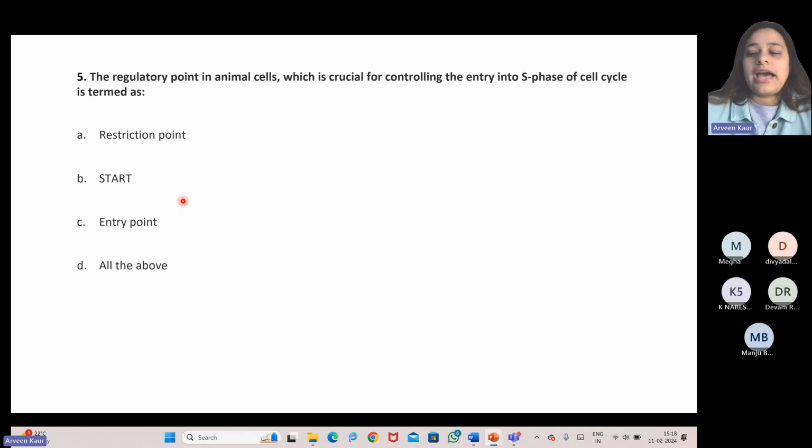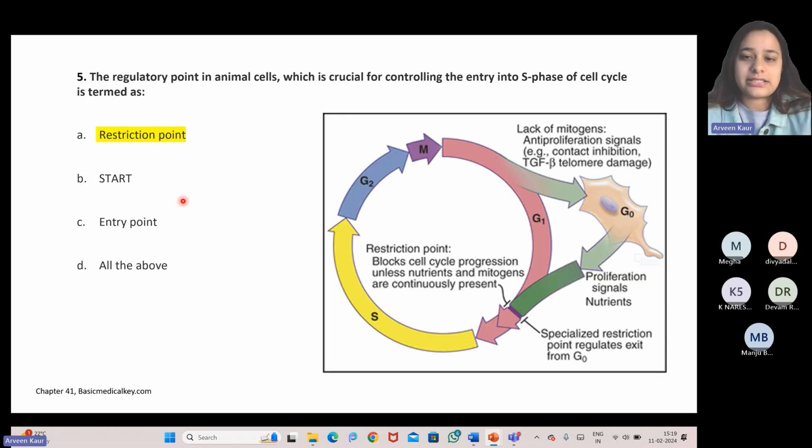So anyway, for animal cells, which one of these is true? The answer is the restriction point. Okay. If we talk in case of prokaryotic cells, then which one of these would have been true? It would be the start, right? Then start site is present in case of prokaryotes instead of a restriction point that is present in eukaryotes or animal cells. Okay.